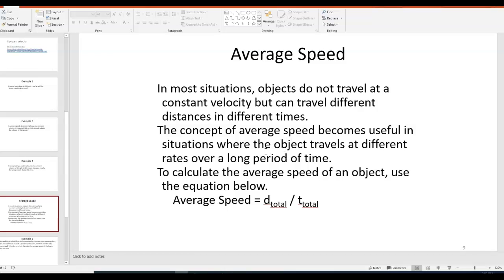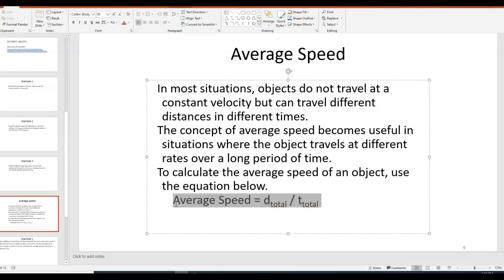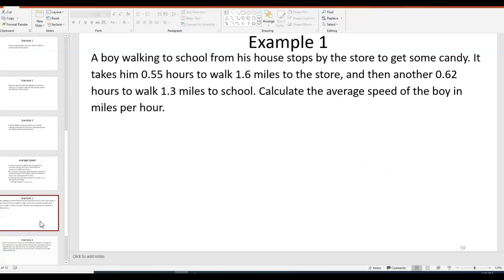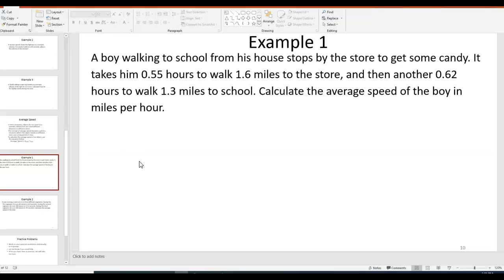Now, the way you calculate average speed is very simple. Okay, to calculate average speed, you use this equation. And the equation says d total over t total. Okay, d total is the total distance that the object travels, and t total is the total time that the object travels for. And again, you would use this in situations where you don't necessarily have constant velocity over the entire trip. Okay, so let's do 2 quick examples, and then we'll be done.